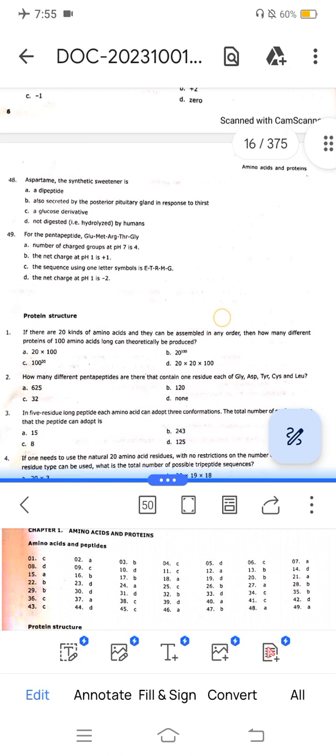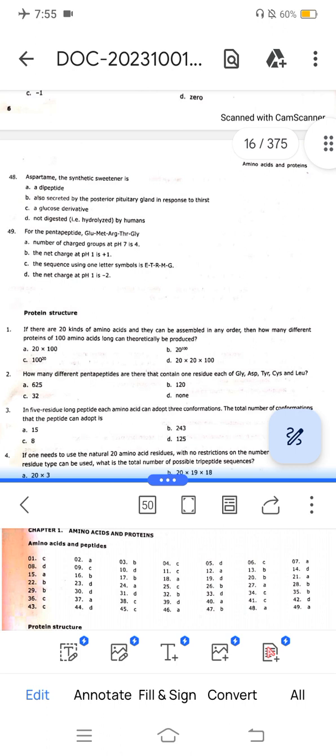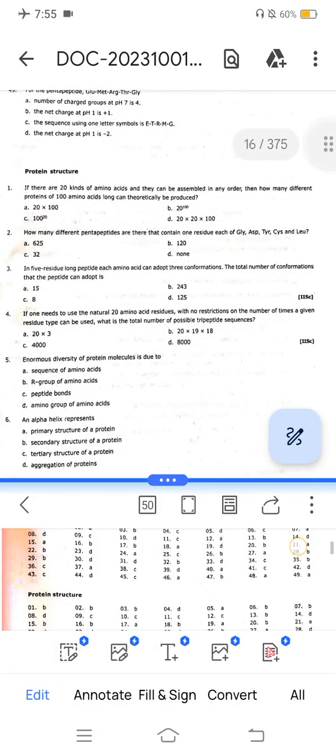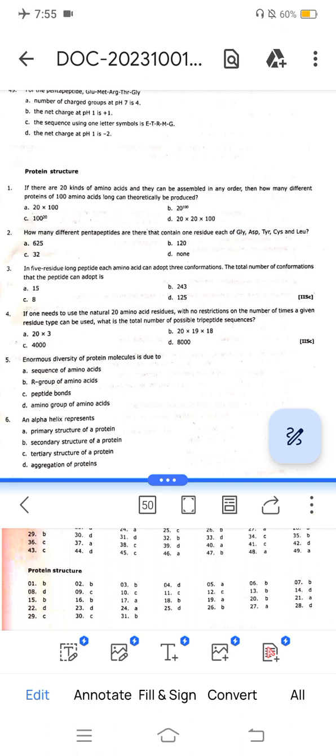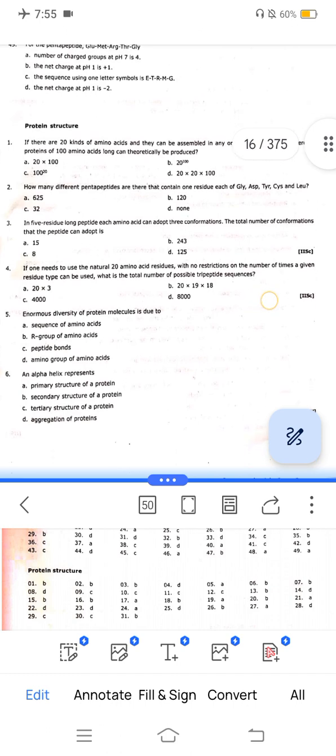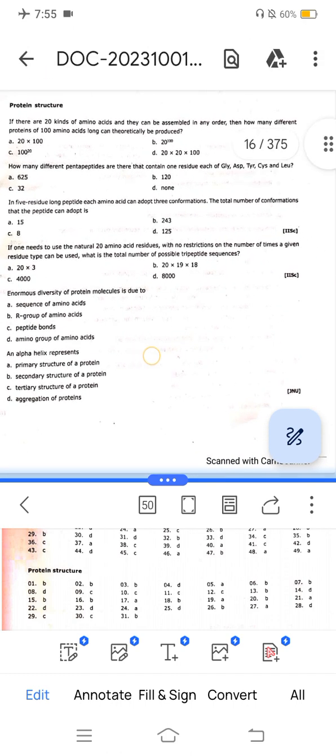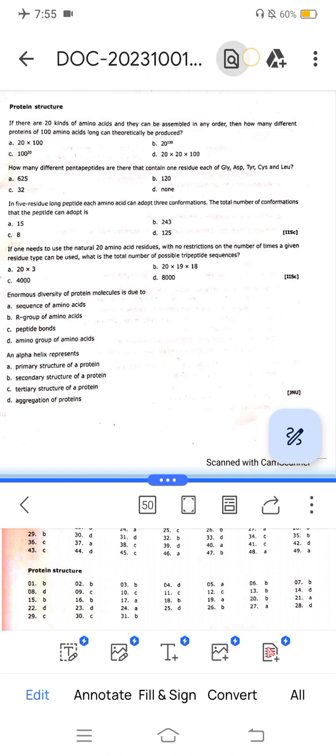The next one is for the pentapeptide given. Question 49, the correct answer is A. In the sense, the number of charged groups at pH 7 is 4. Okay. Then now we are going to learn about some questions related to protein structure. So the next section is about protein structure. We could see answers and also questions.